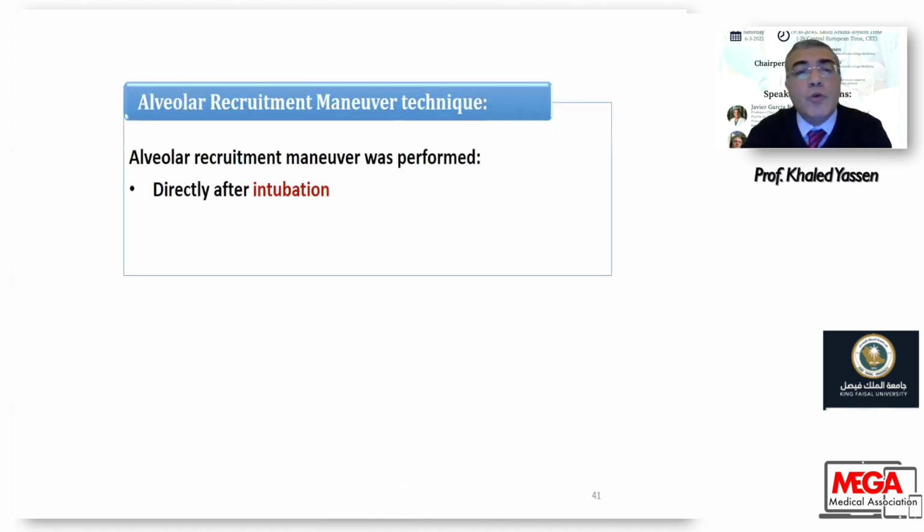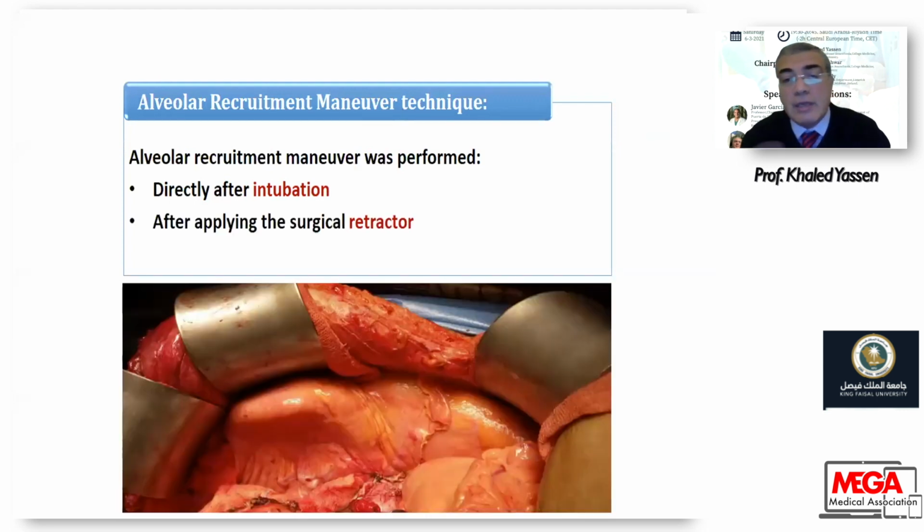So alveolar recruitment was performed after intubation, after applying surgical retractors. As you see, these are the surgical retractors. They are very good, very strong surgical retractors that can lead to atelectasis at the lower end of the lung. They need it, and the surgeons need it to help them ventilate the patient.